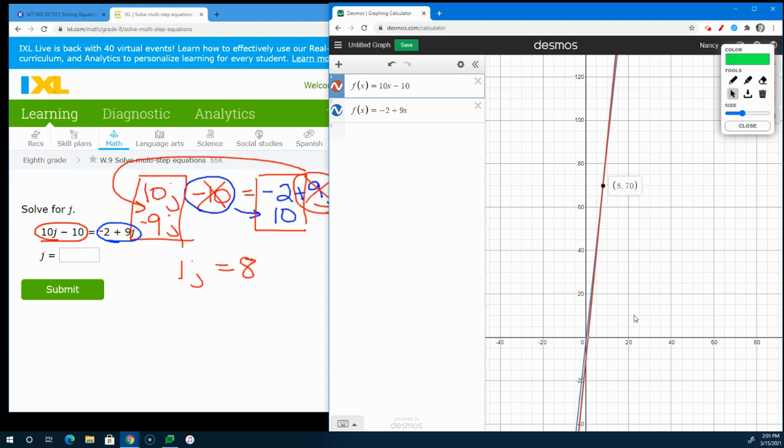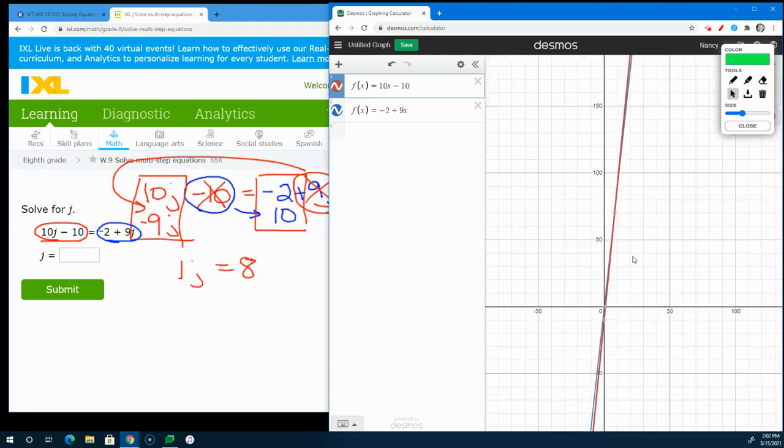So just to kind of recap, you're going to have two lines on Desmos. You're going to have f of x equals, or f parentheses x parentheses equals for each of the lines. Make sure they're different colors. It's easier to see them that way. You're going to enter one of the sides of the equals marks on one of the lines. So I have my 10j minus 10, 10x minus 10. Change any variable to the x. And then the blue side I put here, and you just type it in exactly like it looks. If it has decimals in it, if it has fractions in it, it'll still work. So I entered negative 2 plus 9x. Remember, the j changes to the x. And then I look for where they cross each other.